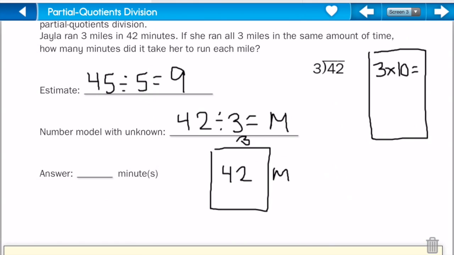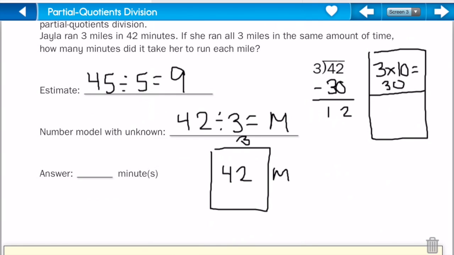I know that equals 30 because I know my tens facts. So I'm going to take that off right there. Now I have to subtract 30 from 42. So 2 minus 0 is 2. And then 4 minus 3 is 1. So now I have 12. How many times can 3 go into 12 without going over?